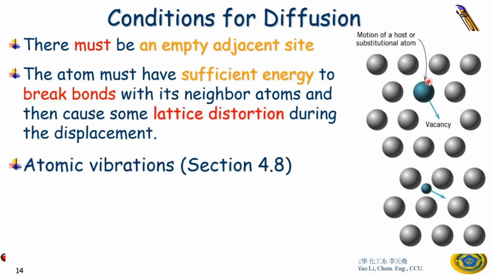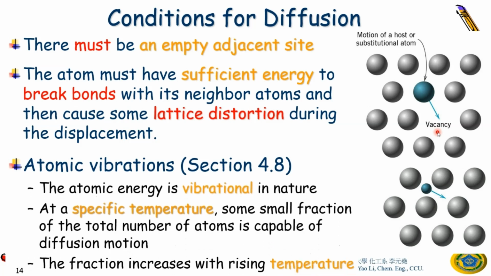So as we know, this is atomic vibration, and then vibrate. If you have more energy, this vibration will be big enough to move to the next position. Okay, so atomic energy is vibrational in nature. So at a specific temperature, some small fraction of the total number of atoms is capable of diffusion motion. And this fraction increases with rising temperature, as we all know.